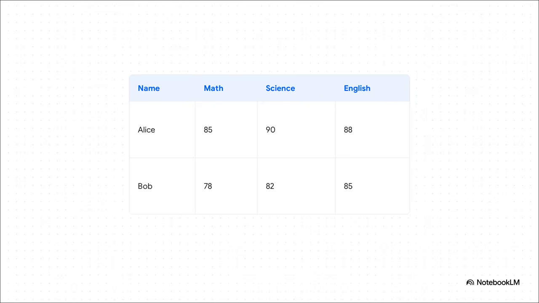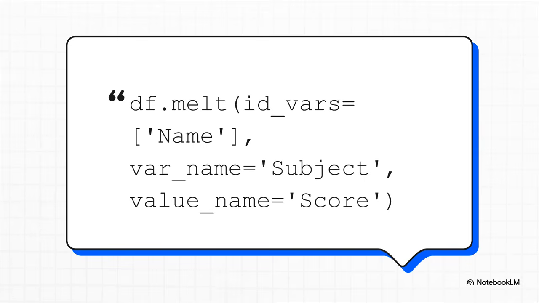So here's a classic wide format table. Totally normal, right? We've got one row for each student, and then their scores for math, science, and English are in different columns. It's really easy for our eyes to scan, but for a lot of plotting libraries or statistical models, this format can be a real headache. And this one line of code is the magic wand that makes it all happen.